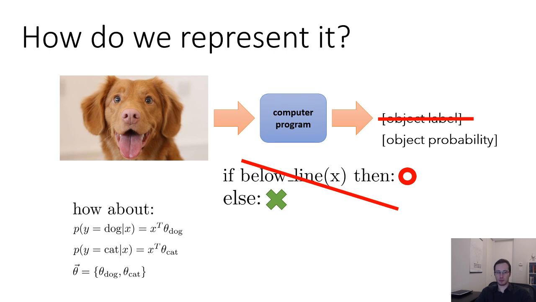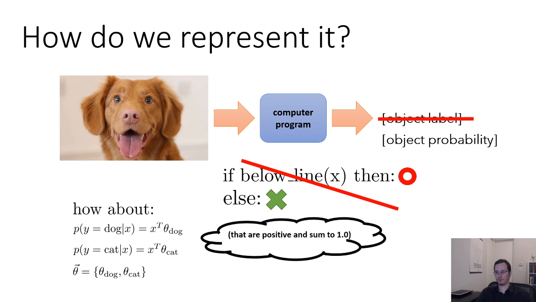Does this output a valid probability distribution? Take a moment to think about that. So a valid probability distribution consists of positive numbers that sum up to 1. The trouble with this program is that in general, p of y equals dog plus p of y equals cat will not sum to 1 unless the thetas are chosen very, very carefully. Right? So we're violating this constraint that the numbers are positive and sum to 1. So that's our first problem.